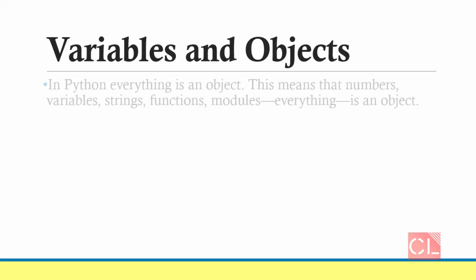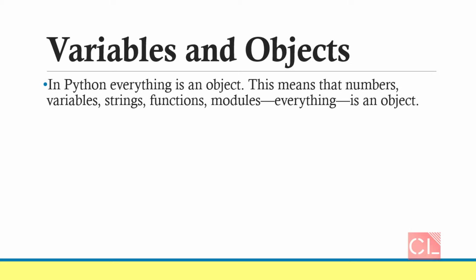Variables and objects. In Python, everything is an object. This means that numbers, variables, strings, functions, modules, everything is an object. Every object has an ID, type, and value.